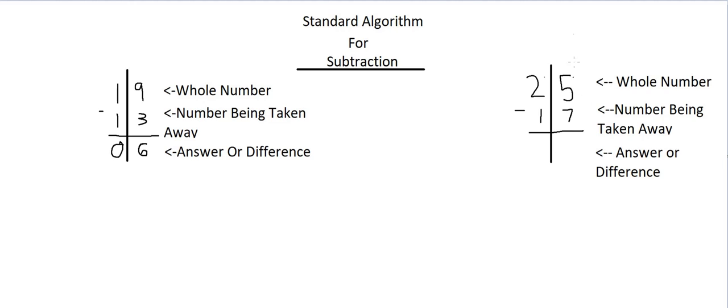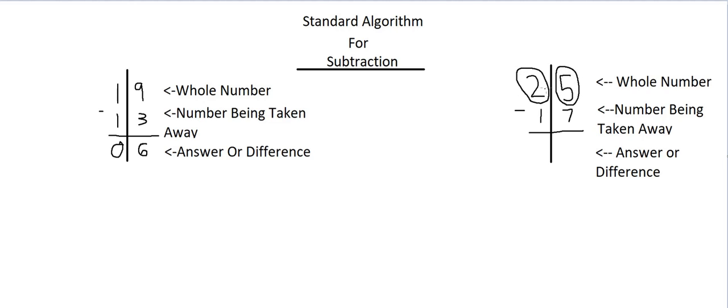It's 5 minus 7, and 5 minus 7 is negative 2, but we don't want negative 2. So essentially what we do is we take one unit from the next column over. So if we take 1 from the top number in the next column to the left, that's this 2, we take 1 from this and we give it over to this 5 right here.